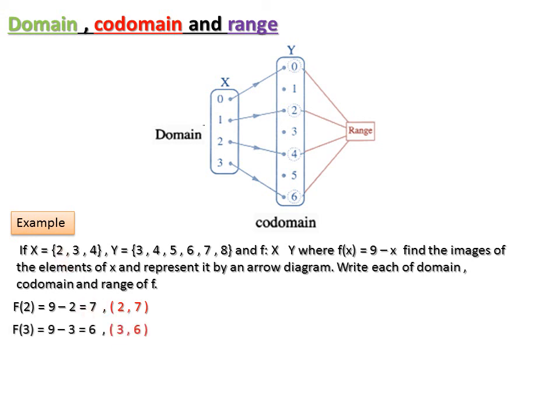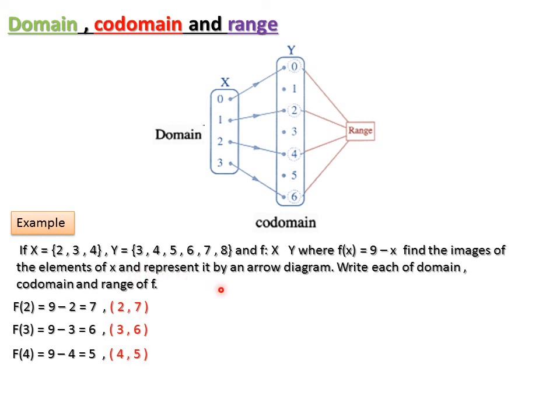By the same way, f of 3, the second point: 9 minus 3 is 6. Then the ordered pair will be (3, 6). Finally, the third element in x, 4. We will replace x by 4. 9 minus 4 is 5. Now we can write the relation. The relation here is {(2, 7), (3, 6), (4, 5)}.